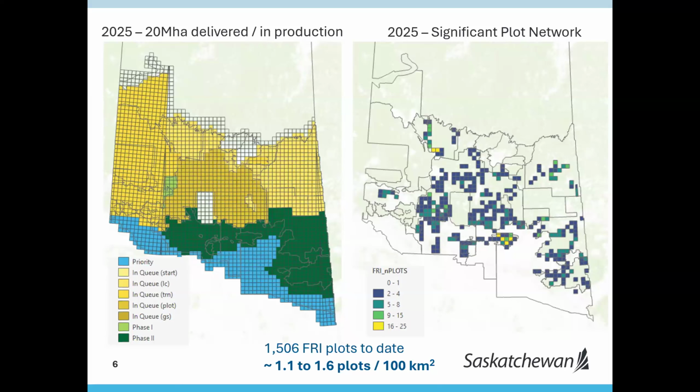We finished about 5 million hectares, and we've established plots everywhere west or east of 106 degrees. So this line right here, everything to the east of it, we've done some sampling. And on the right-hand side, you can see a map of our plot densities. So to date, we've established just over 1,500 plots, and our per project density ranges from about 1.1 to 1.6 plots per 100 square kilometers.